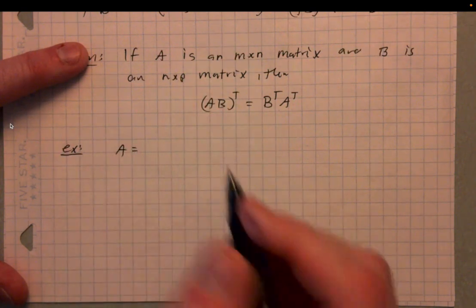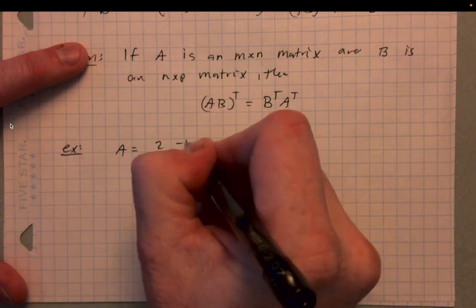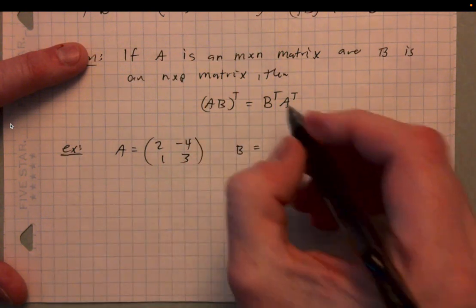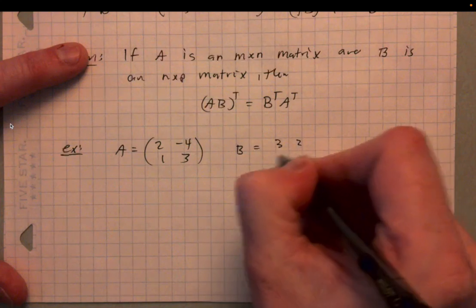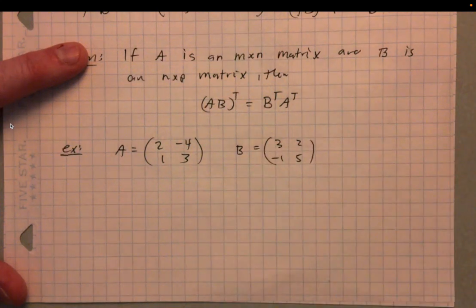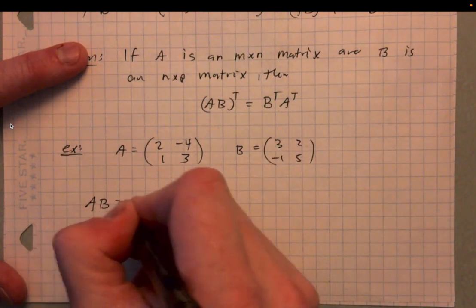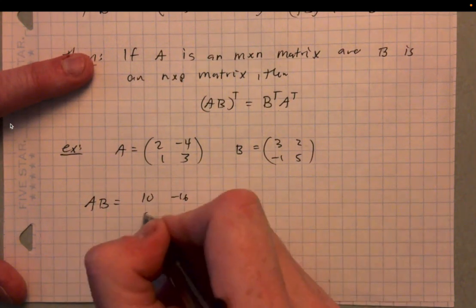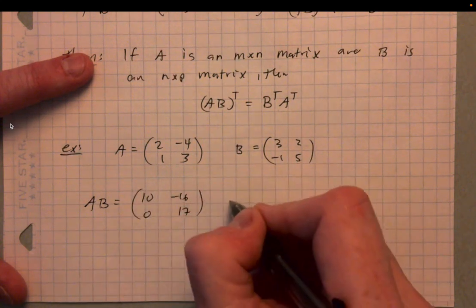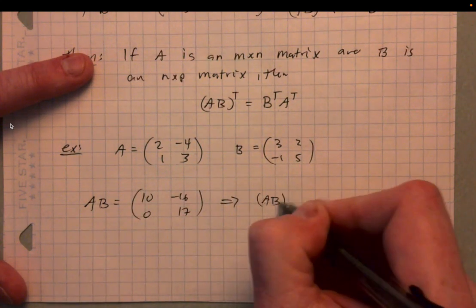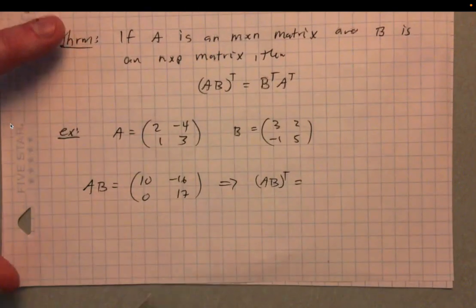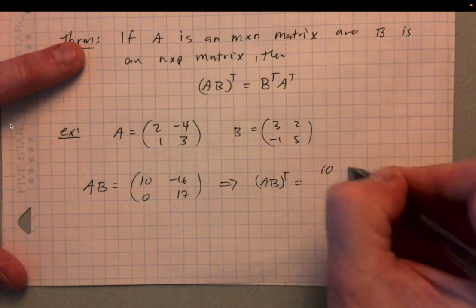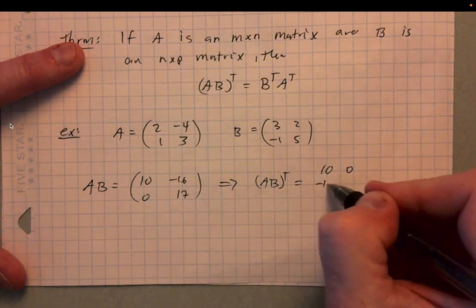We'll start with a matrix A: 2, negative 4, 1, 3. And B will be 3, 2, negative 1, 5. Well, we can multiply A and B together, and we will get 10, negative 16, 0, and 17. And then (AB) transpose is just transposing the rows and columns.